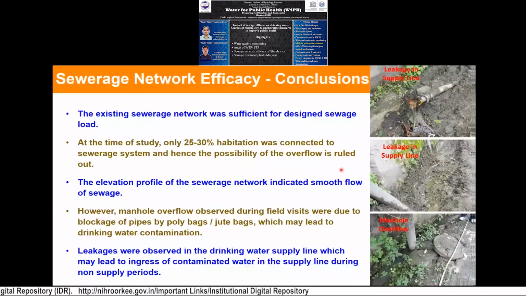So therefore, we asked the INPH officials that the leakages should be properly attended, and they should be attended in a short time. You can see here the leakage that was attended like this, and this is not the right way to attend leakages. So that was informed to the officials, that this should be attended in a proper way.